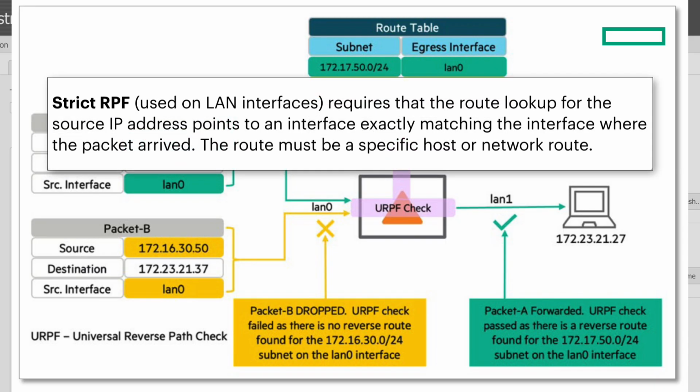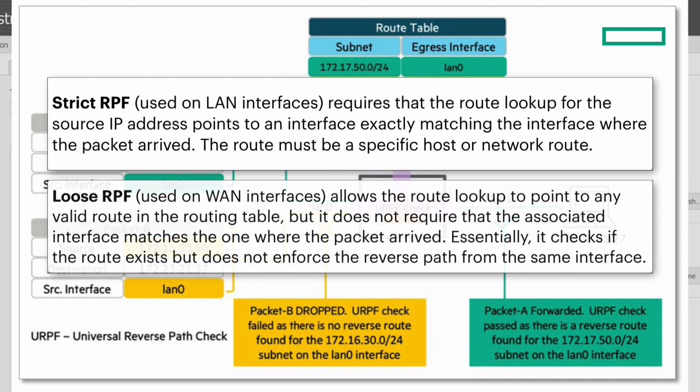Strict RPF on LAN interfaces requires that the route lookup for the source IP address points to an interface exactly matching the interface where the packet arrived. The route must be a specific host or network route. Loose RPF for WAN interfaces does not require that the associated interface matches the one where the packet arrived. Essentially, it checks if the route exists, but does not enforce the reverse path from the same interface.